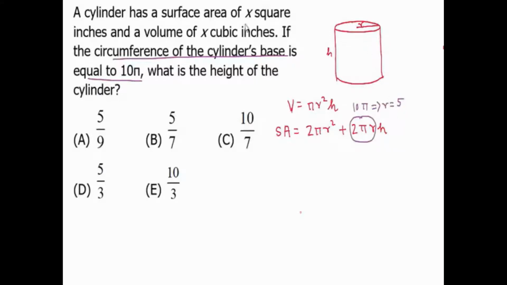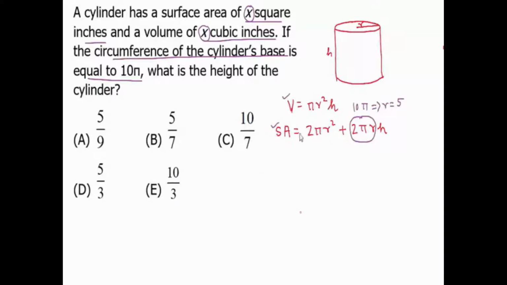Let's come back to the problem. The surface area is x square inches. The volume is x cubic inches. They're different physical quantities, no doubt, but the numerical part of the surface area is equal to the numerical part of the volume, and therefore we can set these two equal.